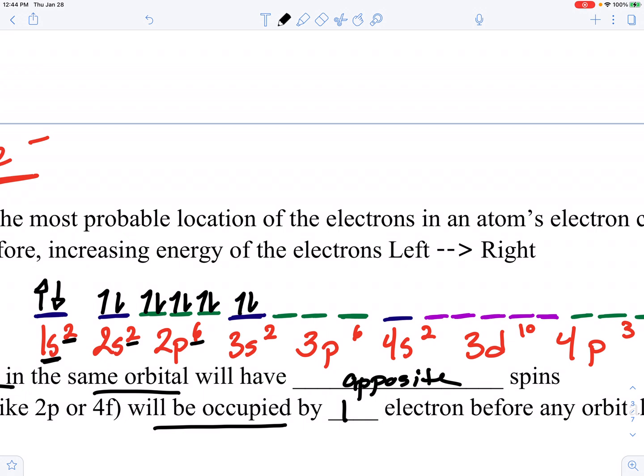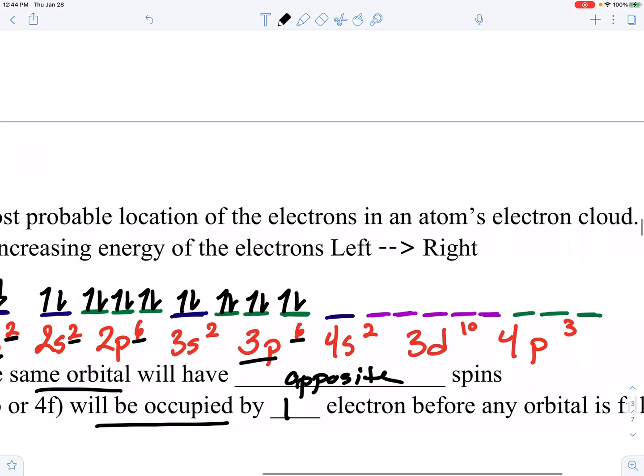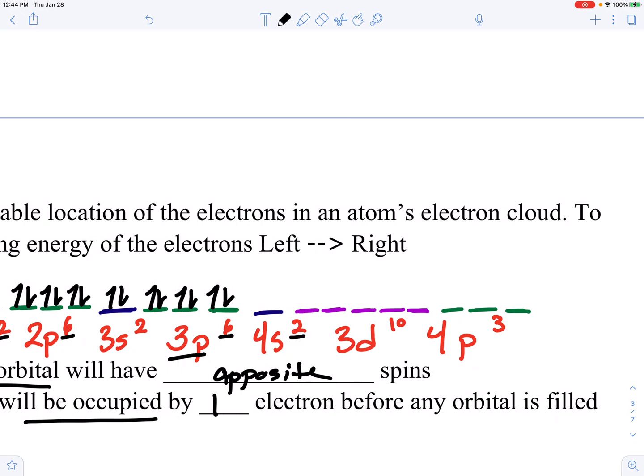3s has 2 electrons in it, and there's only 1 bunk bed. 3p has 3 bunk beds, and we've got 6 electrons. So 1, 2, 3, 4, 5, 6. 4s is 1 bunk bed. It's got 2 electrons in it, so it goes 1, 2. 3d has 10 electrons, but there are 5 bunk beds because the d sublevels have 5 bunk beds in them. So it's going to be 1, 2, 3, 4, 5, 6, 7, 8, 9, 10.